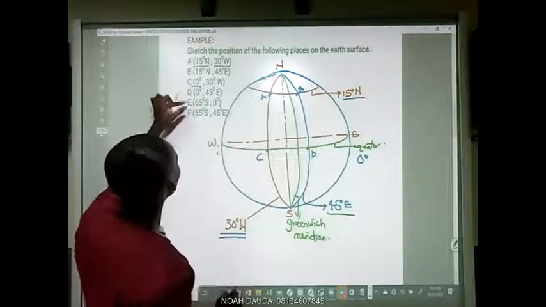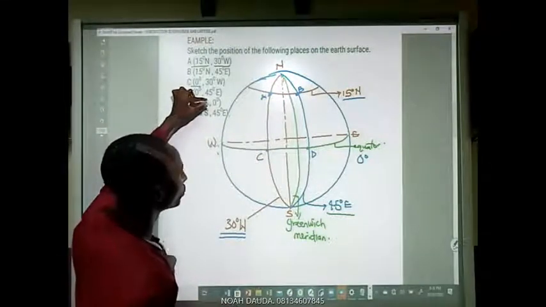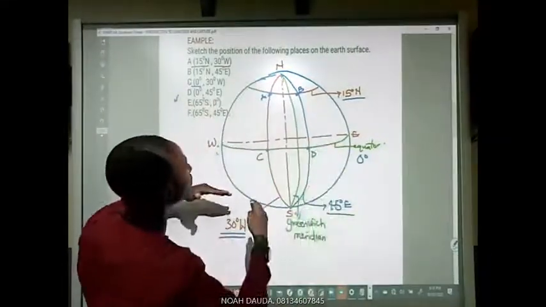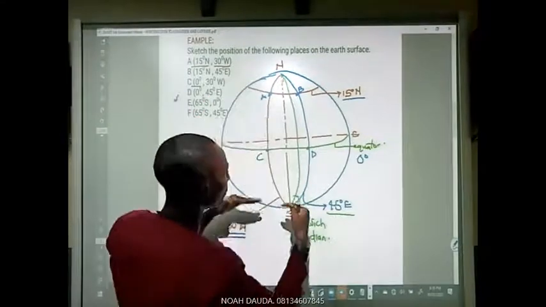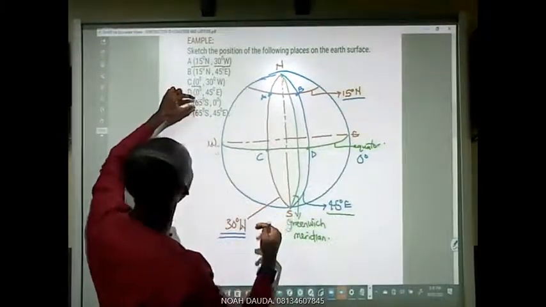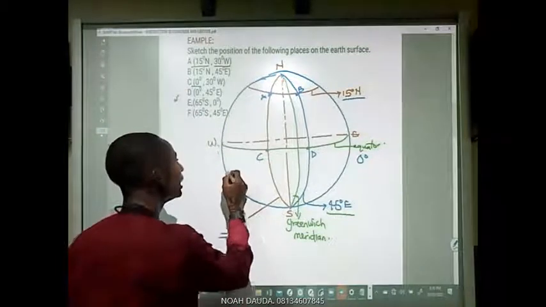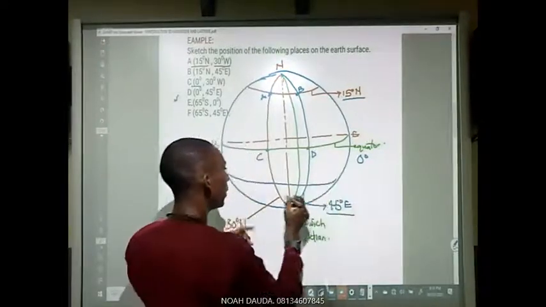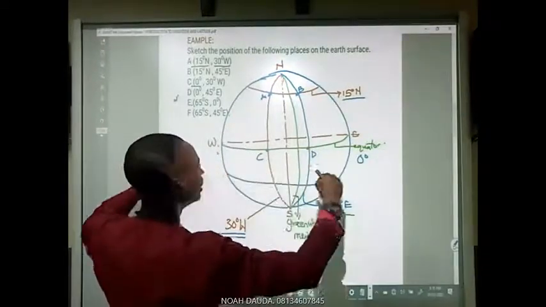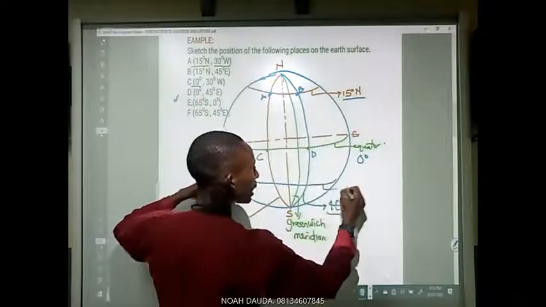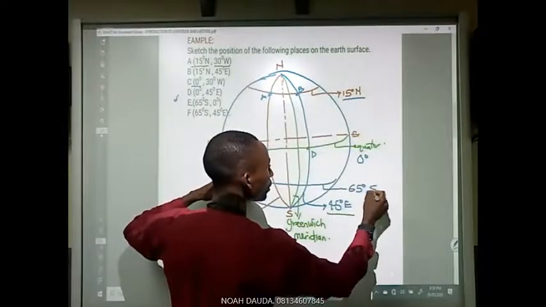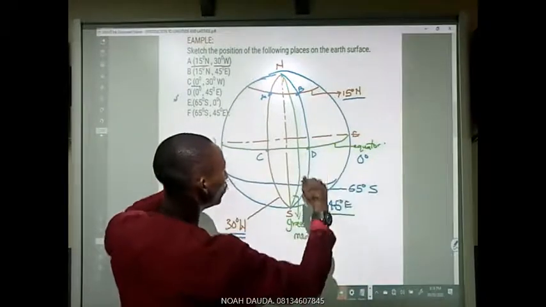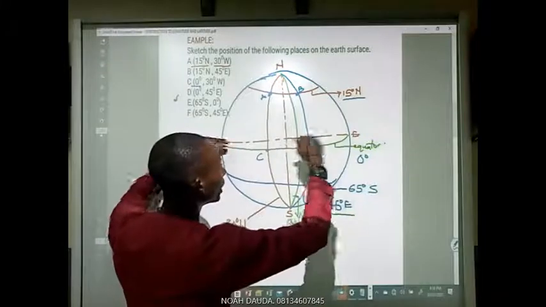When you move on again to the next one, which is 65 degrees south, when you look at the position of this particular circle, we have the north here and the south below. This time around you're having 65 degrees south, which indicates that you can place your latitude along this particular line, because it's 65 degrees south. So you indicate this as 65 degrees south, falling in the southward direction, at any point below this imaginary line along the x-axis.